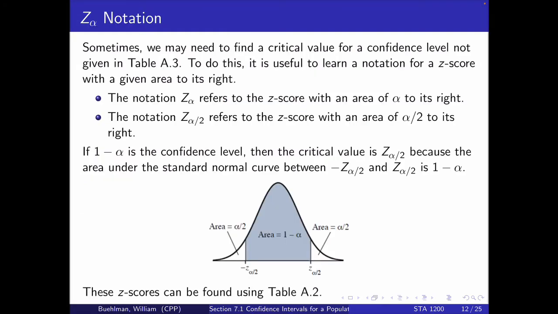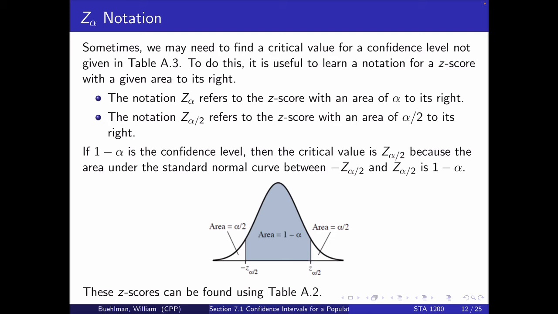Sometimes we may need to find a critical value for a confidence level that's not listed in table A3. If it's listed in table A3, you're done. This is for if it's not listed in table A3. To do this, it is useful to learn a notation for a z-score with a given area to its right. The notation z sub alpha refers to the z-score with an area of alpha to its right. We'll see this in examples, don't worry.